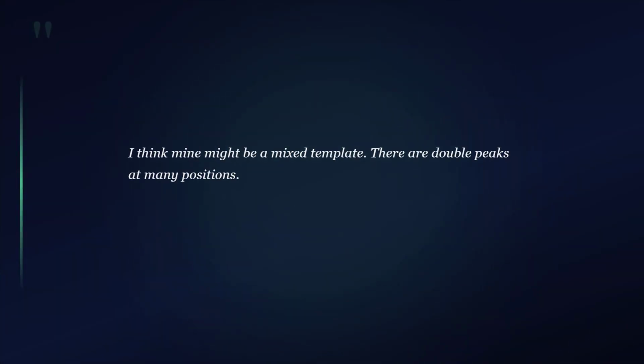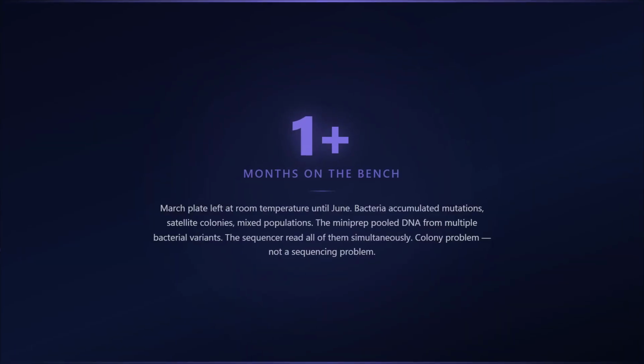It is mildly significant that contamination and genomic heterozygosity produce an identical chromatogram signature. I think mine might be a mixed template. There are double peaks at many positions. How old is the colony you used for the mini prep? The plate has been at room temperature since March. It is June. I am aware of the month.